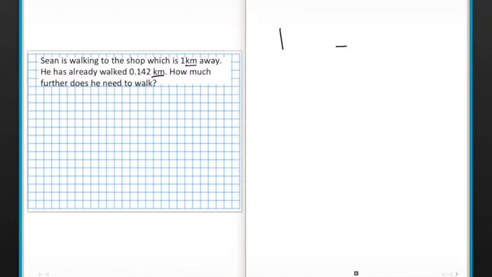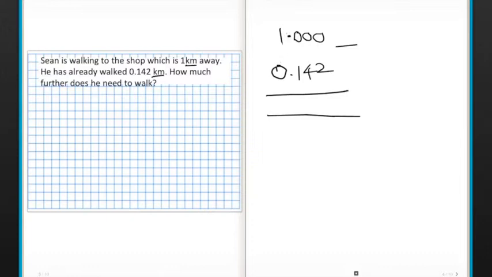So 1, take away 0.142. Now the decimal point after 1 is there, isn't it? I'm going to add some zeros so both numbers are the same length so that I don't get stuck. Remember that decimal points go like shirt buttons in a line. So starting from this end, 0 take away 2 can't be done. Oh, naughty neighbour says 9. I can borrow 1 from him, so he ends up with none. And the one I've borrowed always goes in front.